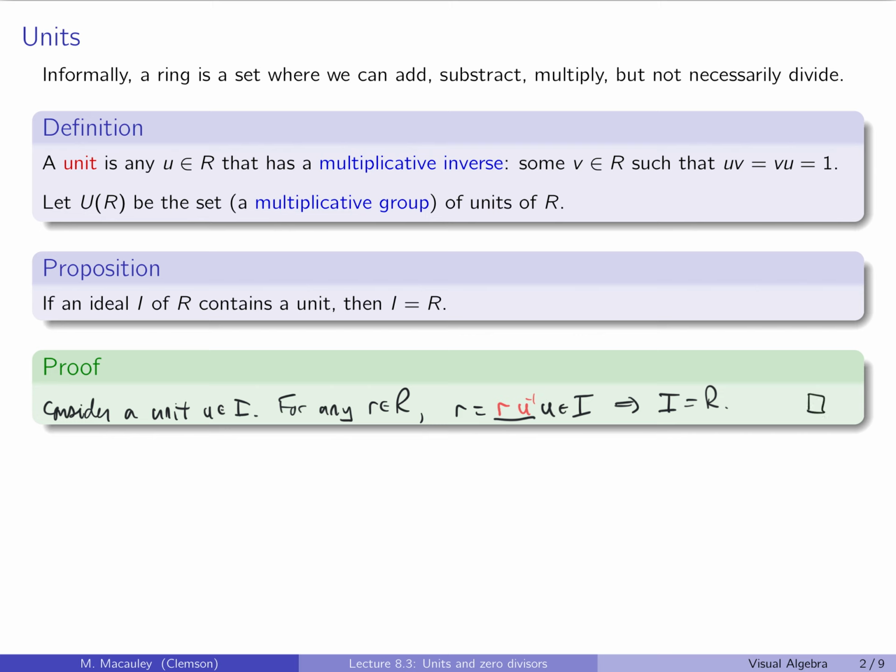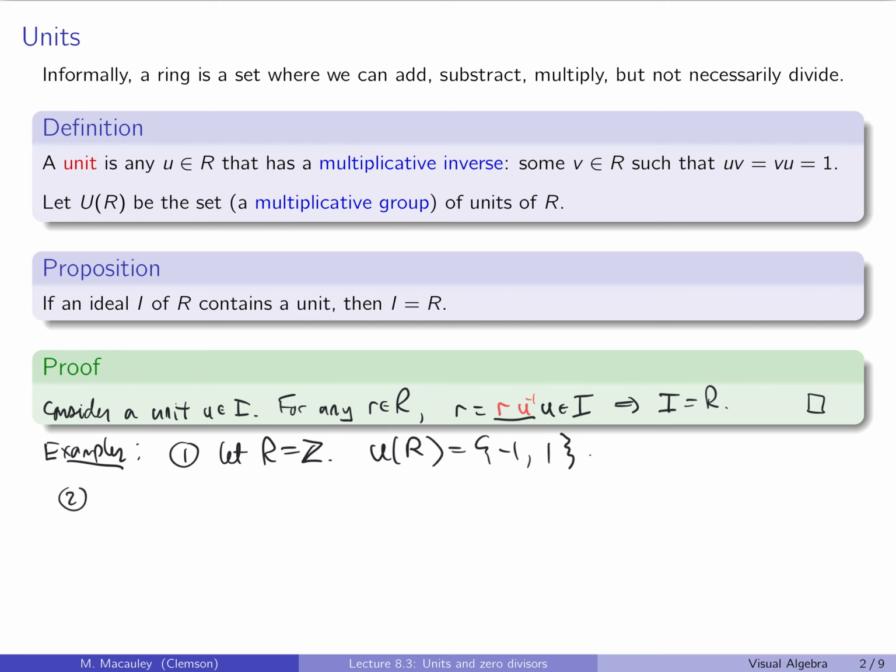Let's do some examples. So to start, let's take the ring of integers. What are the units in here? These are the elements that we can divide by. You probably see it: negative 1 and positive 1.